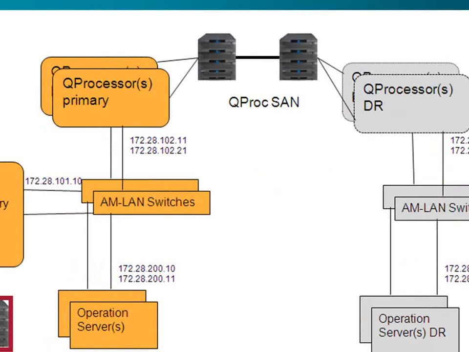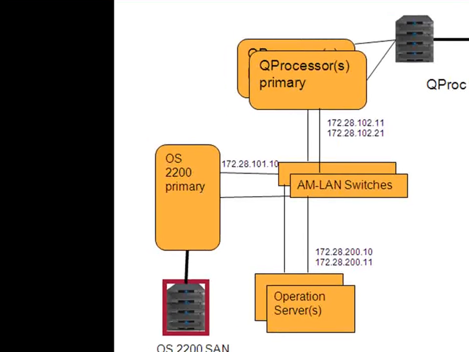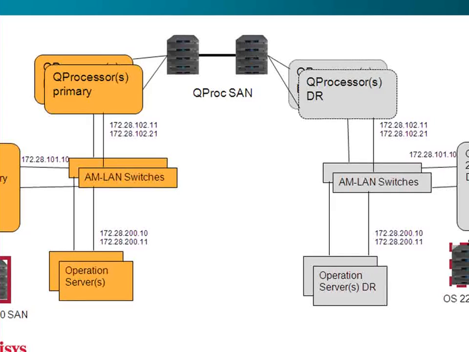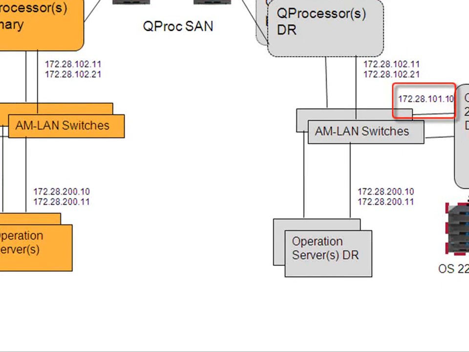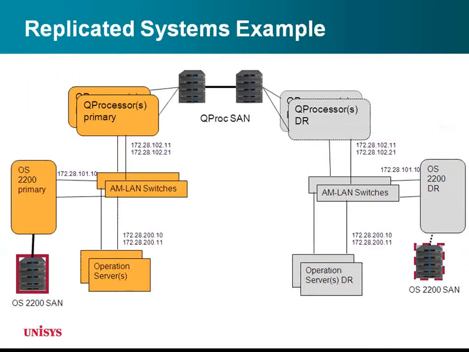The address to get to the OS 2200 primary system is 128.172.28.101.10, and this is the same address that we use over on the DR side. Likewise, the operation servers are replicated and also share the same address. The OS 2200 SAN, as shown in this picture, can move between the two OS 2200 partitions.